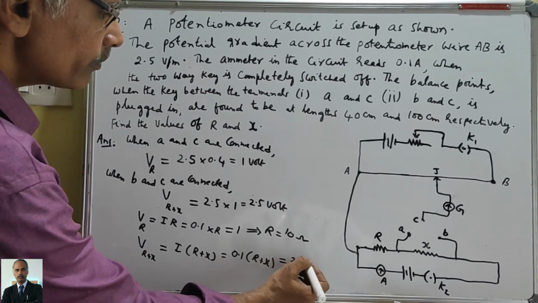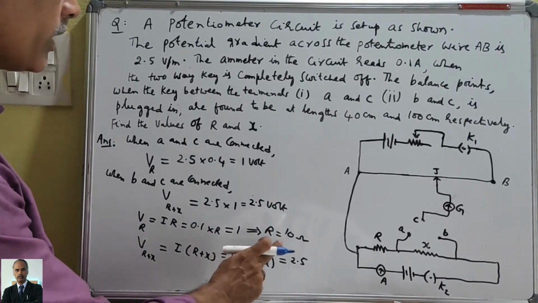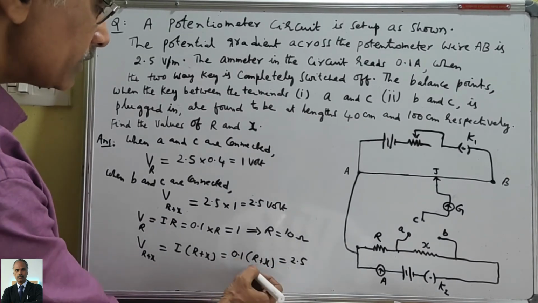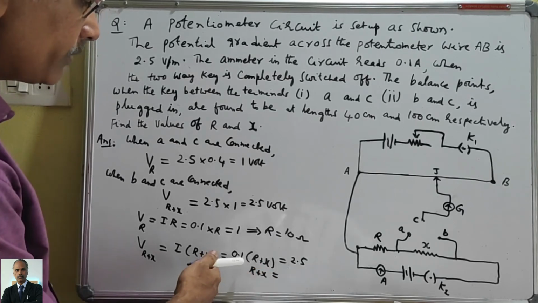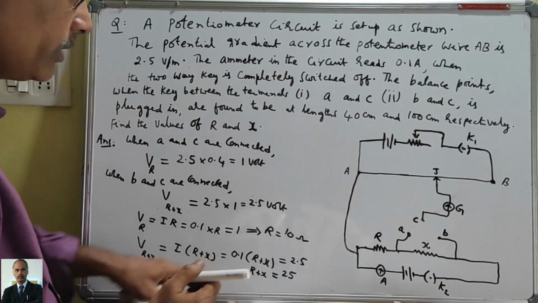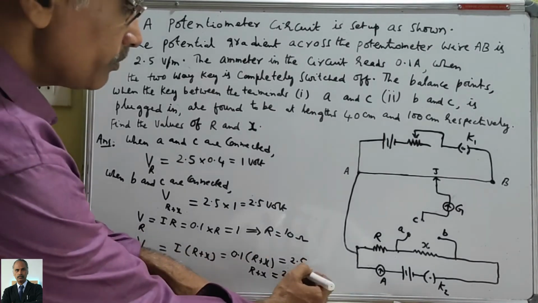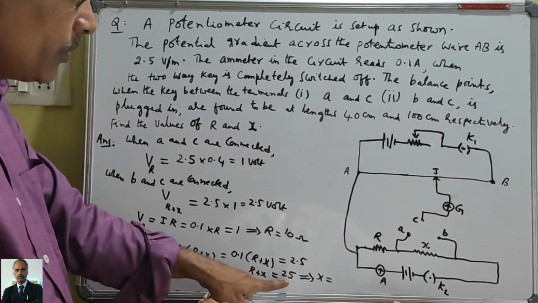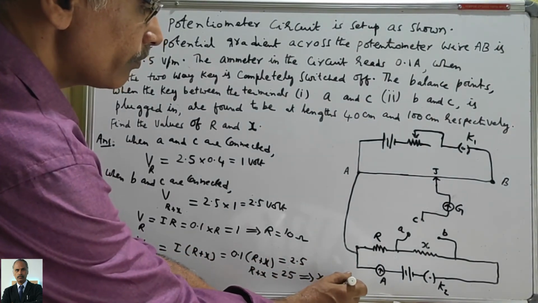So this is 2.5 volt. Here already we got R as 10 ohm. If we substitute R is 10 ohm from here, children, R plus X is equal to, if we take this 0.1 this side, it becomes 25, and here already we got R as 10. So if you substitute R as 10, from here you get X is equal to 25 minus this R value 10, so you get 15 ohm.